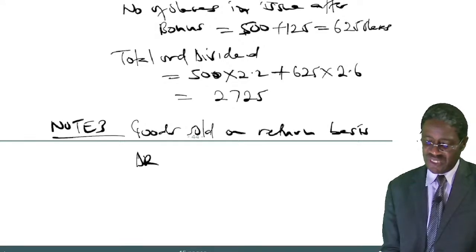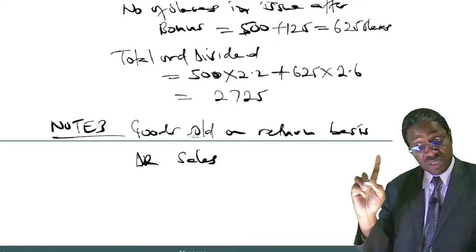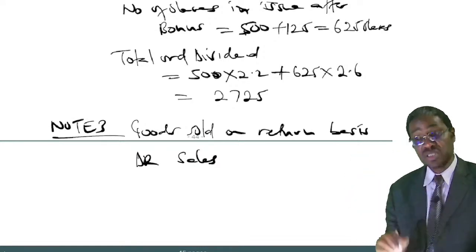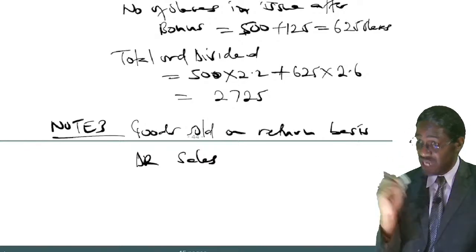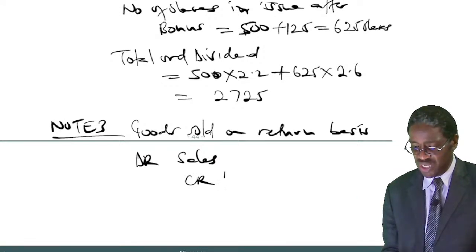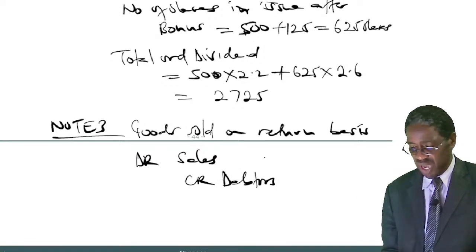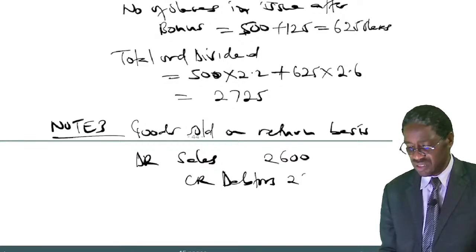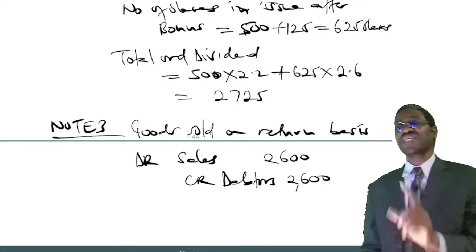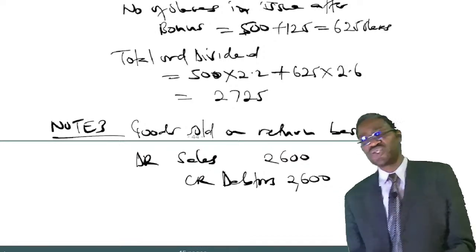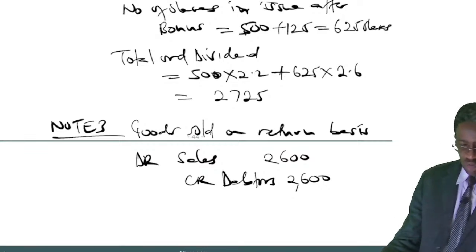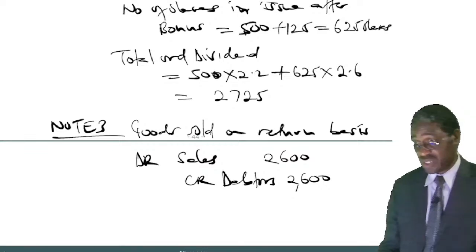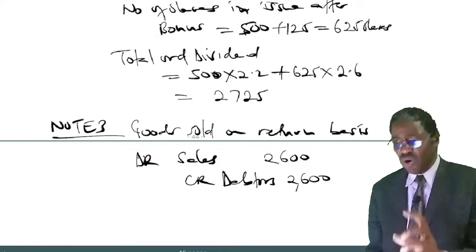So you come and say debit sales. Remember, when you sold, you credited. Now you are reversing. Two, when you sold on credit, you debited debtors. Now you want to reverse. So we are saying you credit debtors by how much? 2.6 million. Our figures are in thousands, so we are using 2,600. That way we have reversed. I hope you are following. Good. We go on now.